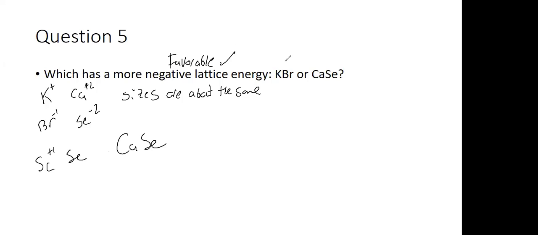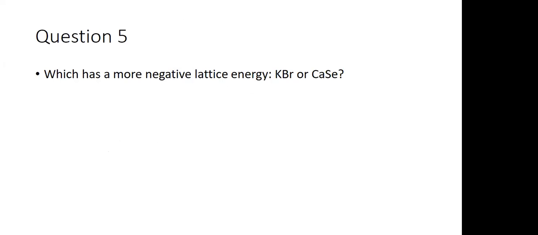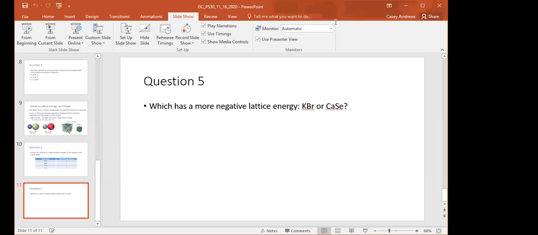All right. So that's it for our lattice energies, and that's it for our ionic compounds in Lewis structures. What we're going to move on to now is looking at covalent structures. So let me pull up that PowerPoint.